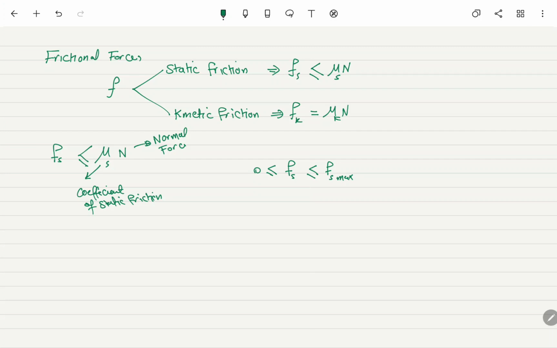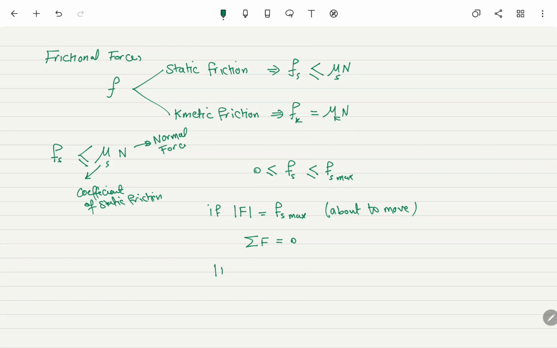And remember, if F equal to Fs max, this means that the object is about to move. About to move. And in this case here, the net force on the object is 0. So sum of all forces in this case here equal to 0.